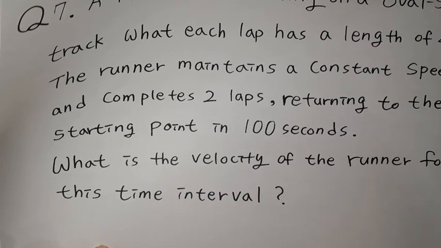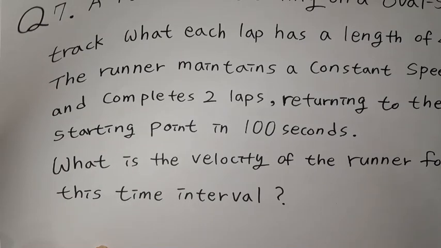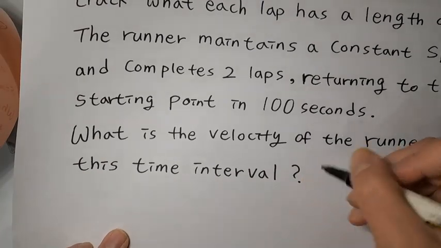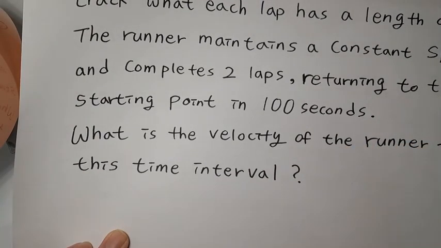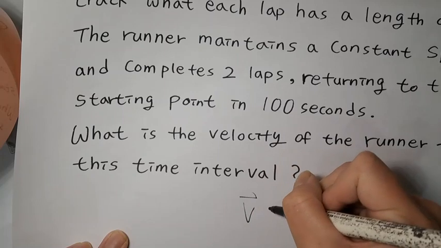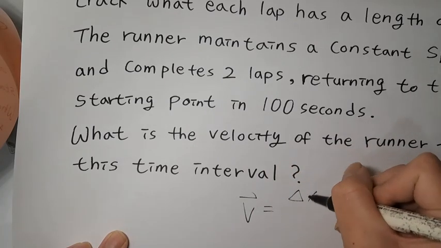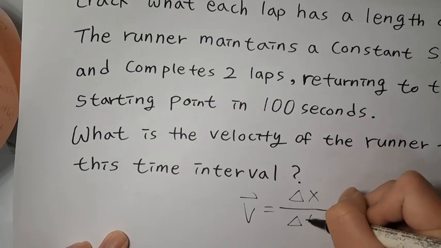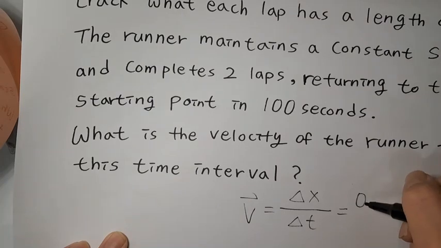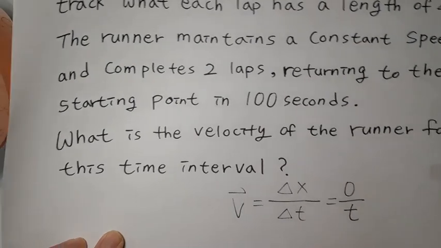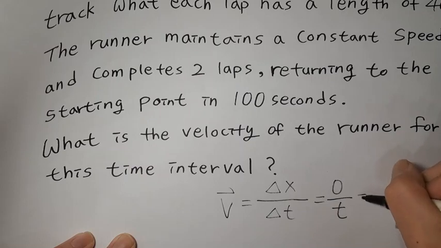Displacement is the distance between the initial and final position of an object. When an object returns to its original position, displacement is 0. So velocity is displacement over time. It means 0 over time. So the velocity is going to be 0.